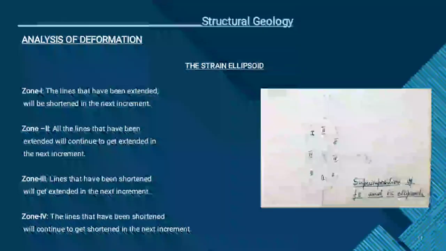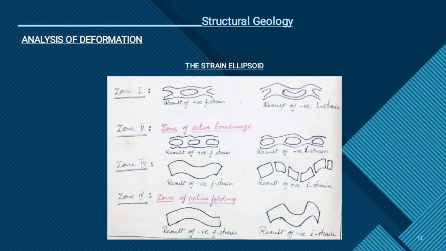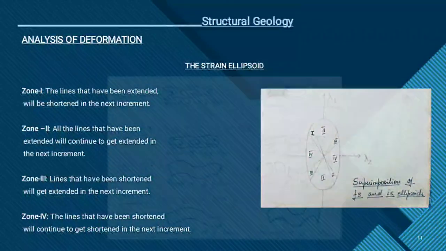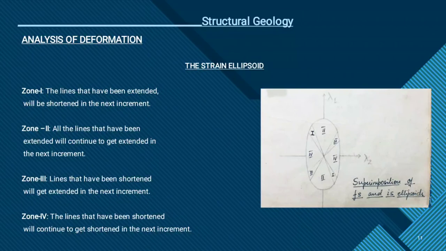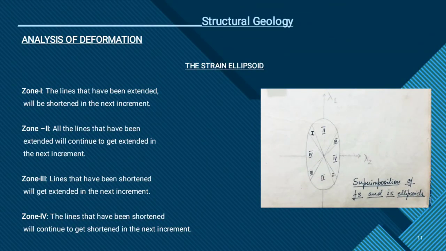So zone 2 has bounding edges, generally called bounding edges. In zone 4, it is active folding. It will get shortened. Active folding in zone 4, and zone 2 has boundings, and zone 4 will have active folding. Okay.